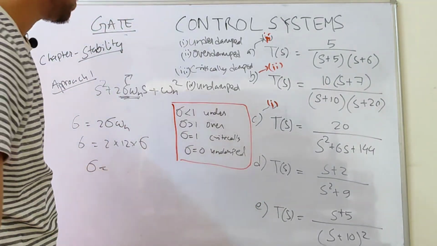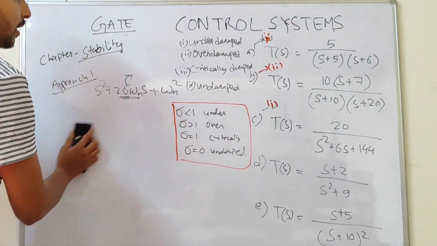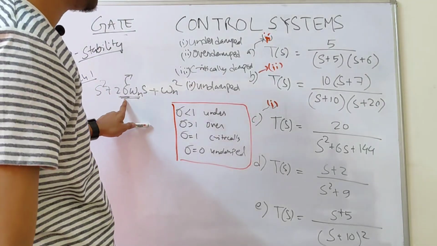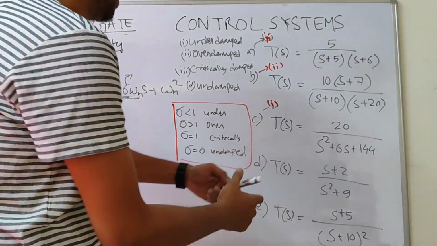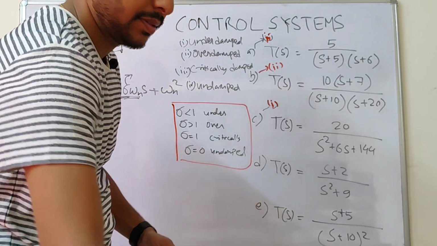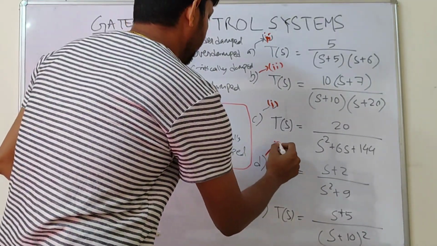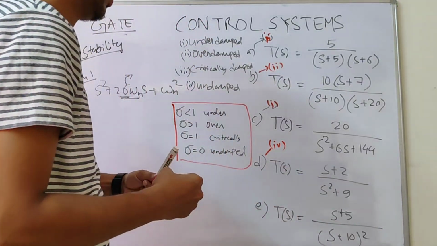S square plus 9. So when S square plus 9, there is no S term here, right? So basically sigma has to be 0. So this is undamped. This is the undamped category. And what about the last one?